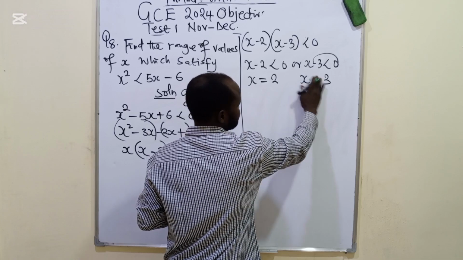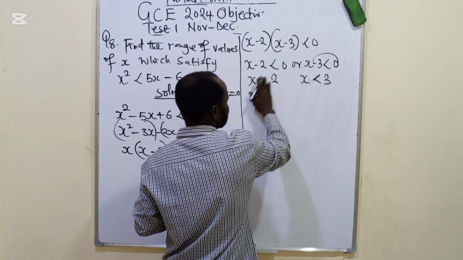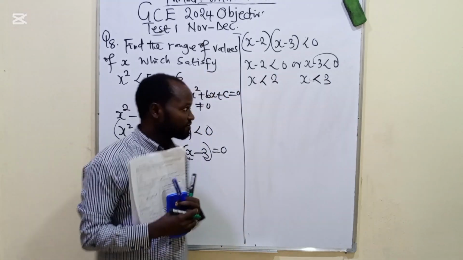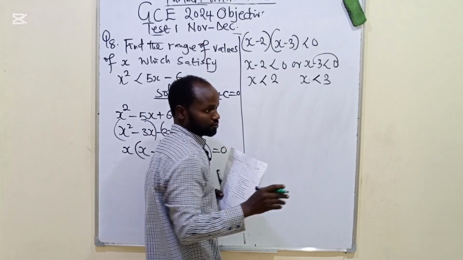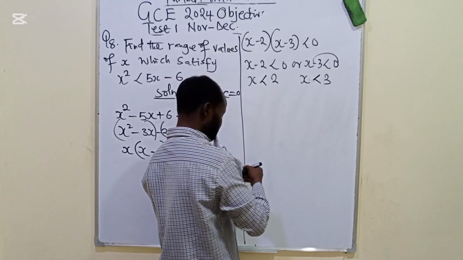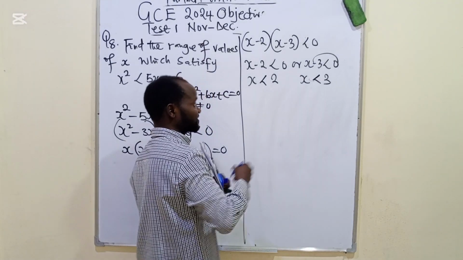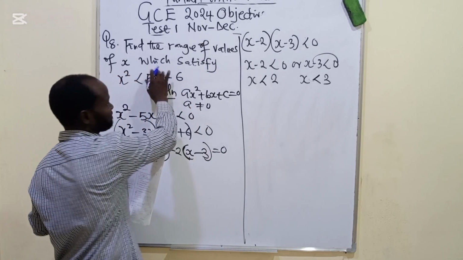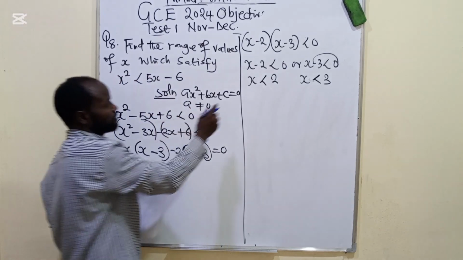But since this is an inequality sign, we can't stop here. This is not the final solution. So let's represent this on a number line and see the values of x that will satisfy this inequality.